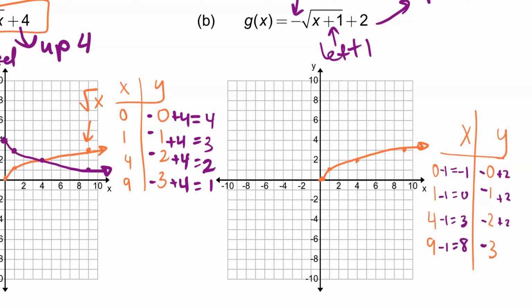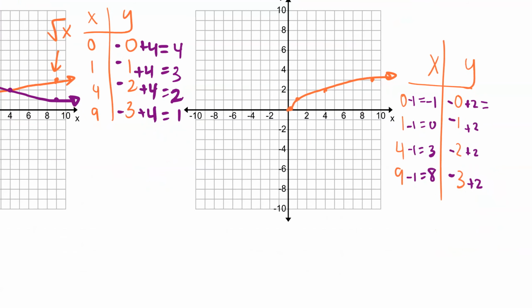So I have to go in order. I can't add 2 then reflect it. No, because it's multiplying by -1, then adding. PEMDAS, order of operations, multiply before you add. So I have points at (-1, 2), (0, 1), (3, 0), and (9, -1).